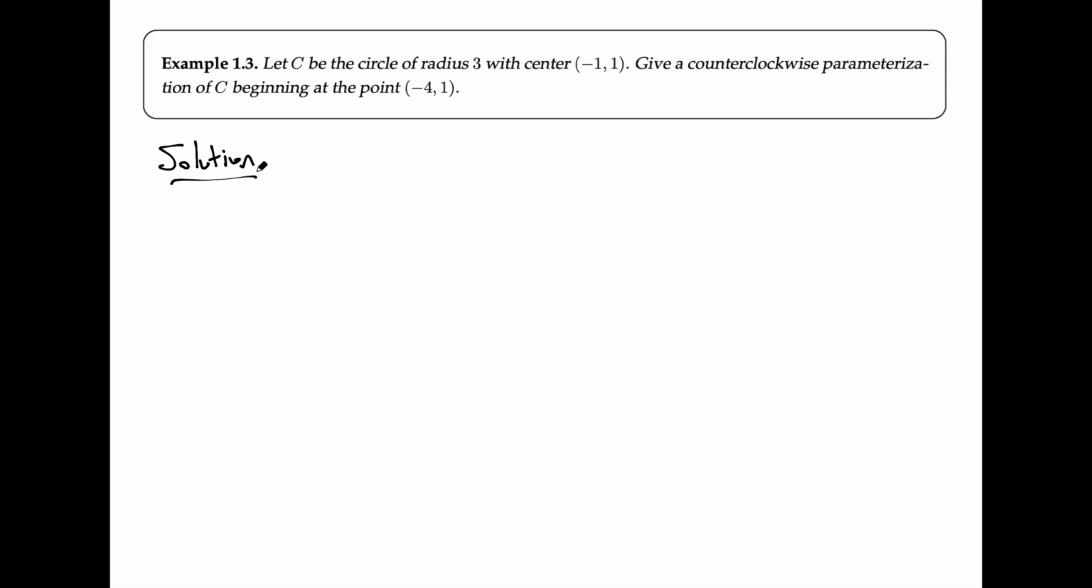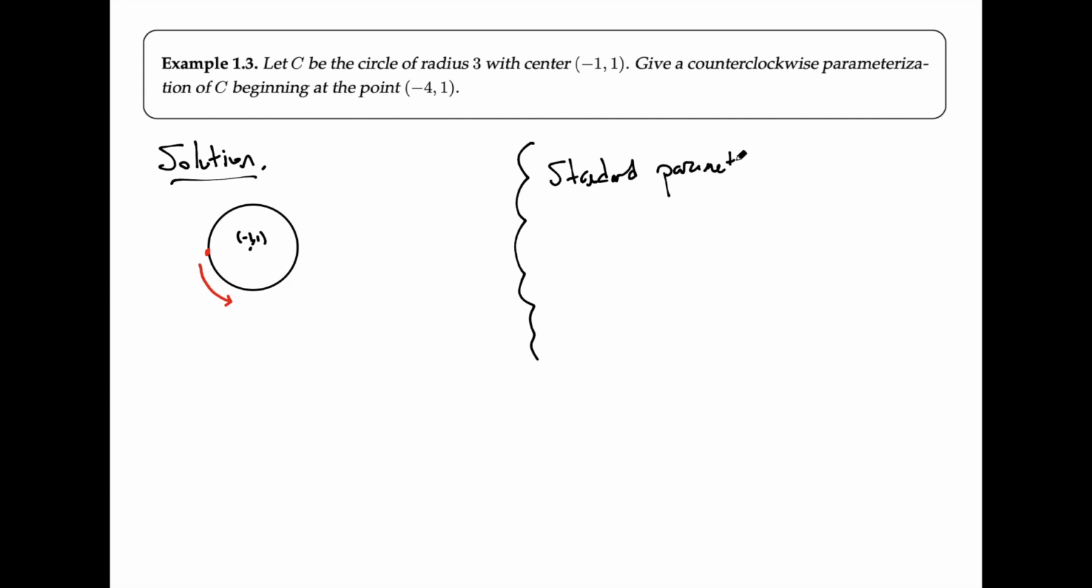So what do we do? Let me draw a picture here to get us situated. Here's our circle. The center is the point -1, 1. And we're looking for a parameterization where we start at the point -4, 1. In this case, that would be the point over here. And I want to travel counterclockwise, which would be this direction. As before, my starting point here is going to be the standard parameterization of the unit circle.